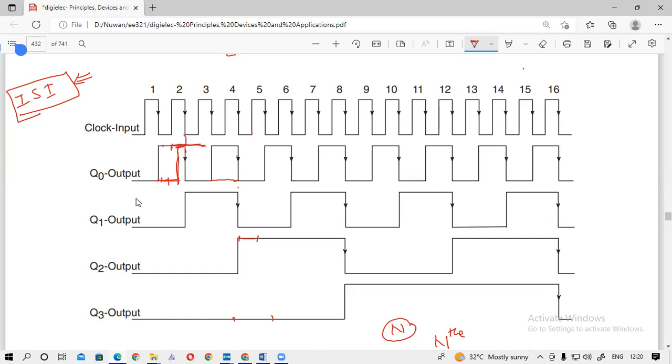Okay, but there can be some adjustment things. With the circuit we can do this adjustment.